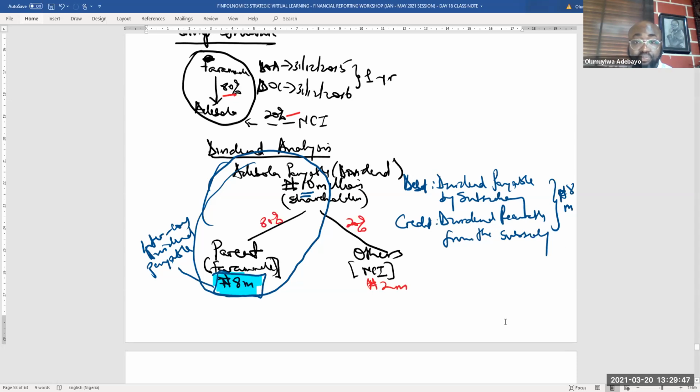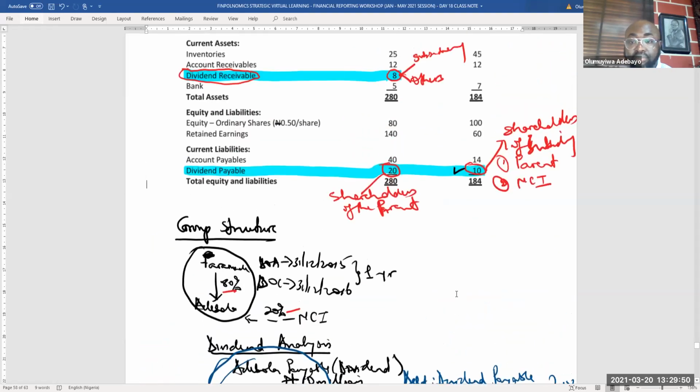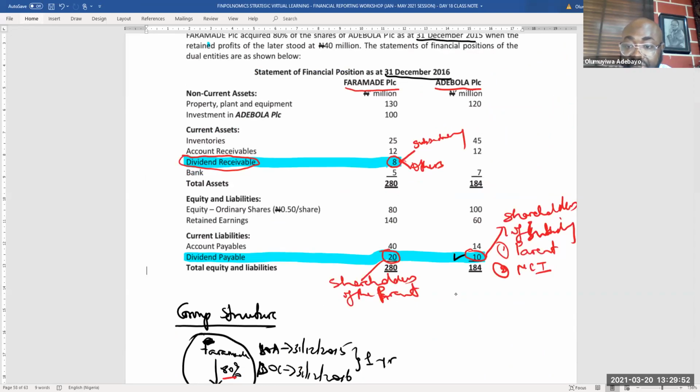Doing so will make us have, if we take away this 8, which is the parent, and we cancel it against this 10, what is left is 2. And this 2 is what we are going to consolidate with this 20 to show the total dividend payable outside the group, which is 22. Whereas here, we'll have canceled out this 8 against 10, remaining 2. Now, let's move further.